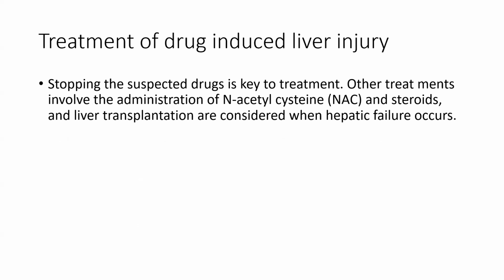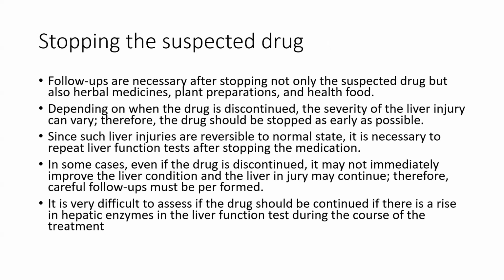Now about treatment, stopping the suspected drug is the key to treatment. Other treatment involves administration of N-acetylcysteine and steroids, and liver transplantation is considered when hepatic failure occurs. Now about stopping the suspected drug. Follow-up is necessary after stopping not only the suspected drug, but also herbal medicine, plant preparations, and health food. Depending on when the drug is discontinued, the severity of liver injury can vary. Therefore, drugs should be stopped as early as possible.